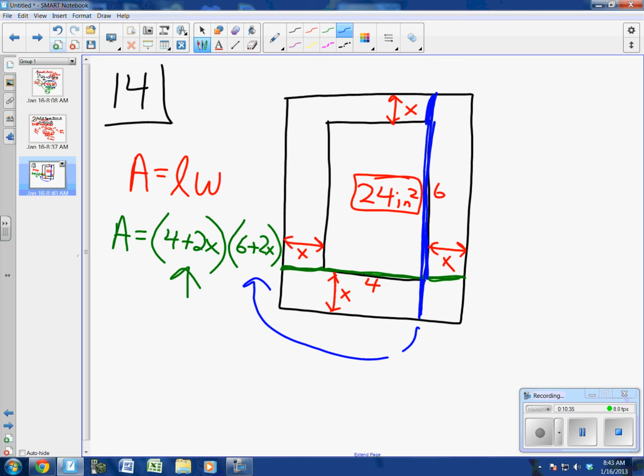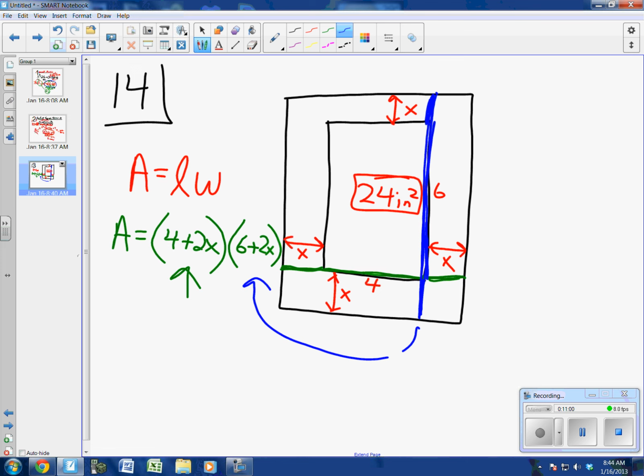There's my expression. Now, what does the rest of the problem ask you to do? Okay, there's our expression for the area of the picture. Then what? Identify the factors. What are the factors? 4 plus 2x and 6 plus 2x. Okay, then what? Okay, so we got to multiply them out and identify the monomial terms, right?